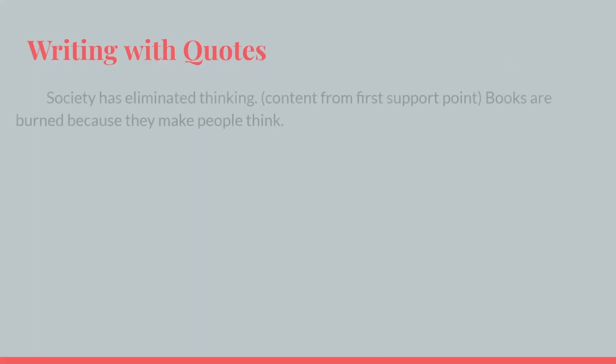Let's look at a second example of how to do this by looking at the second support that we have in this paragraph. We have the same topic sentence, of course, because it's the same paragraph. Society has eliminated thinking. And we would still have all of the content that we wrote from the first support point. We'll start in the same way by bringing in the second support point, which we had already written in our outline. Books are burned because they make people think.